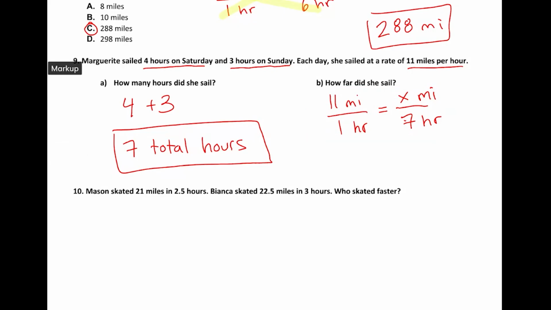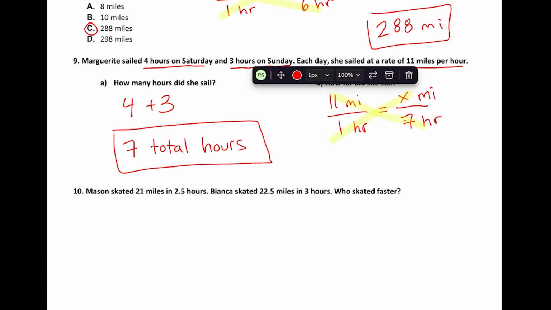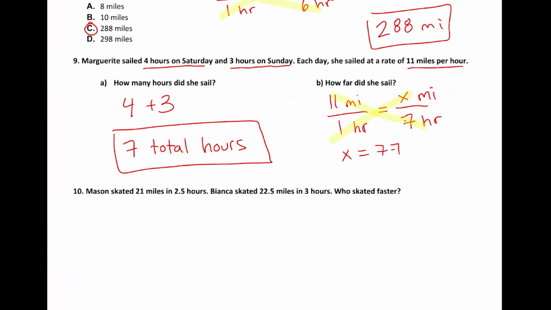So y'all should know the drill by now. We're on problem number 9, doing the same thing 9 times. X times 1 is X. 11 times 7, I can do that without a calculator, 77. So we get X equals 77 miles.